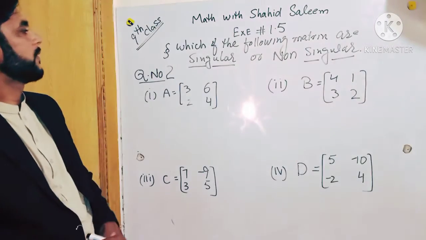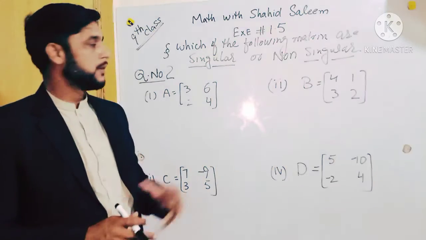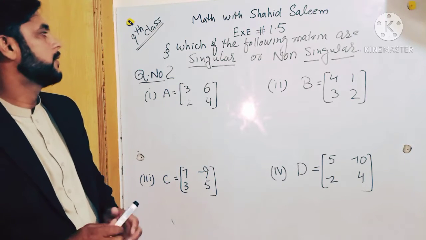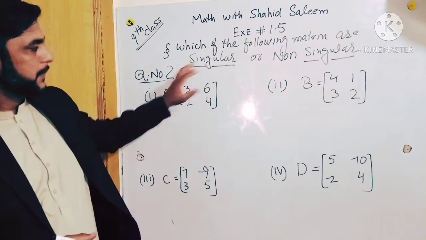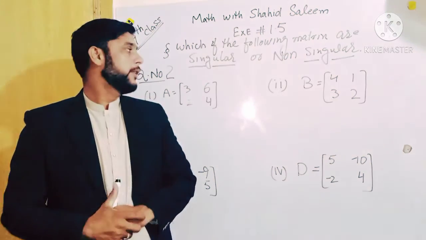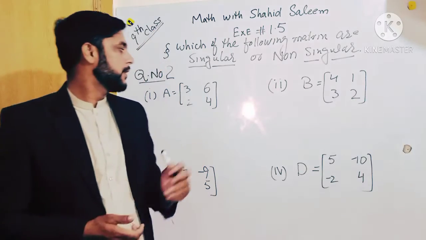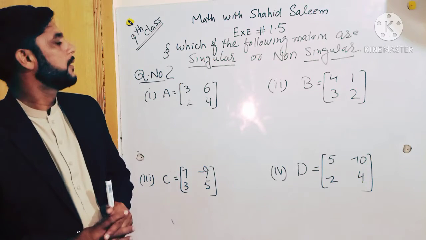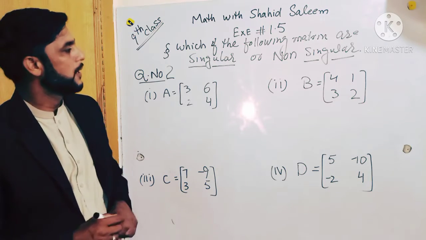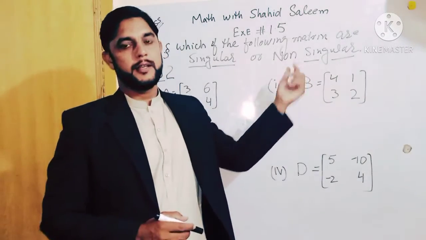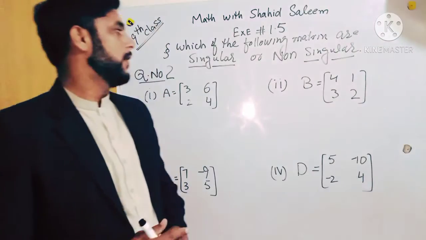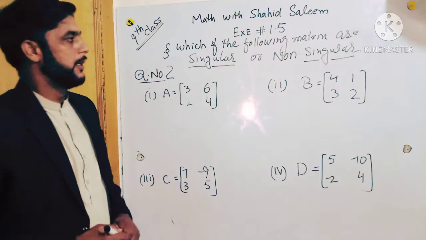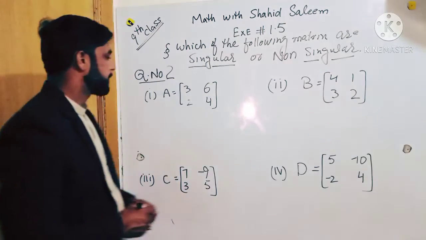Question number 2. Which of the following matrices are singular or non-singular? First of all, we check how to find the singular of a matrix. If we take the determinant of a given matrix and we find 0 result, then we say that given matrix is singular. And non-singular: if we find the determinant of a matrix and we find not equal to 0 result, then we say that matrix is non-singular.